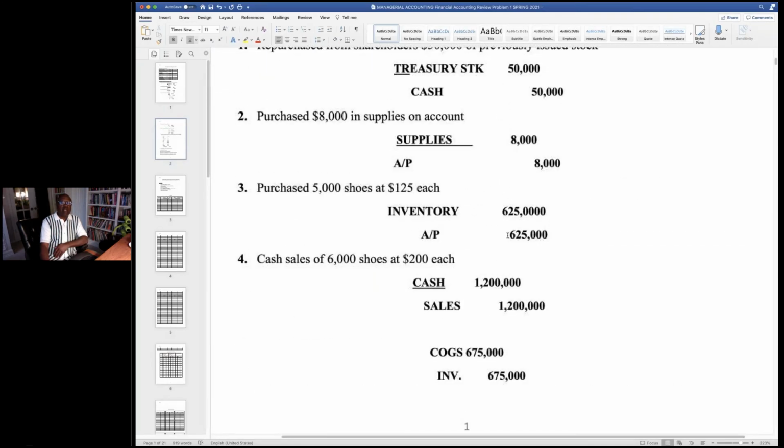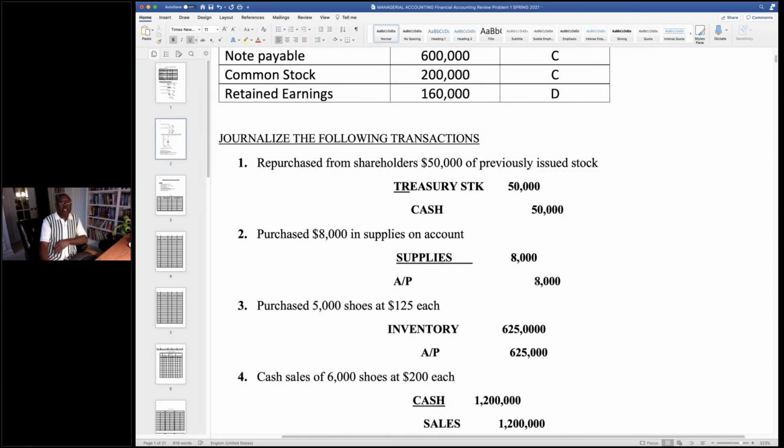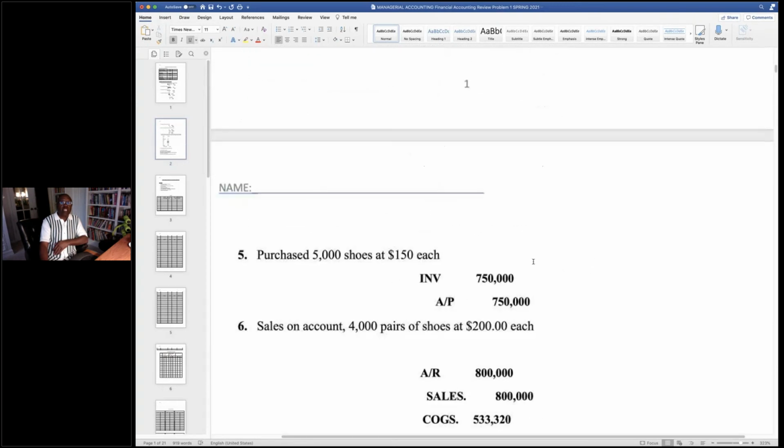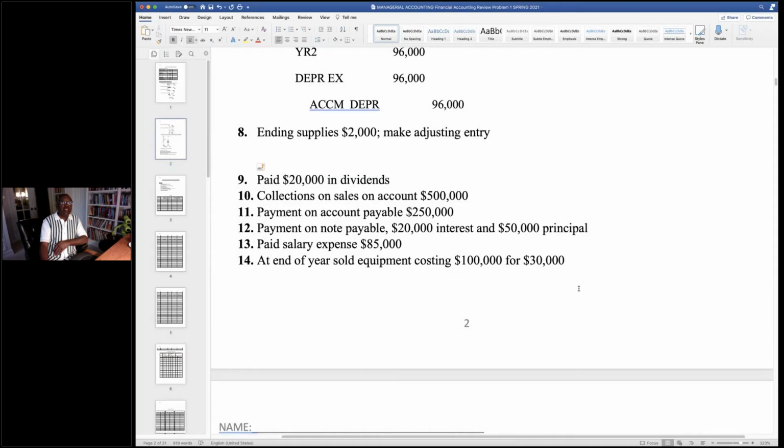If we go back up here, we purchased supplies of $8,000. We get to the end of the year, we only have $2,000 in supplies. So what does that tell us? It would be 6,000, correct? So we would have utilized 6,000 of supplies.